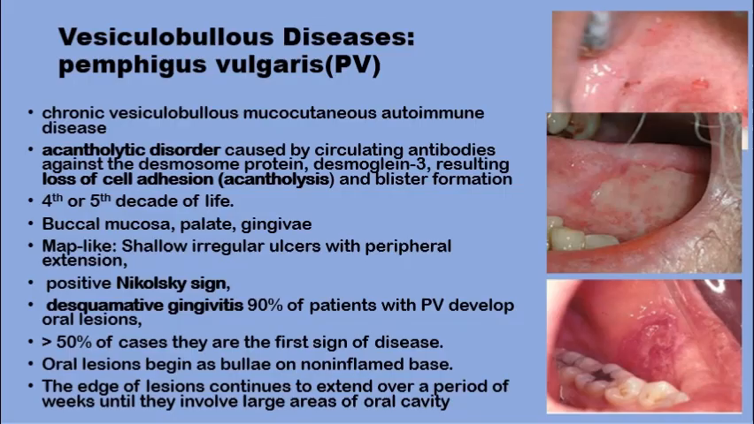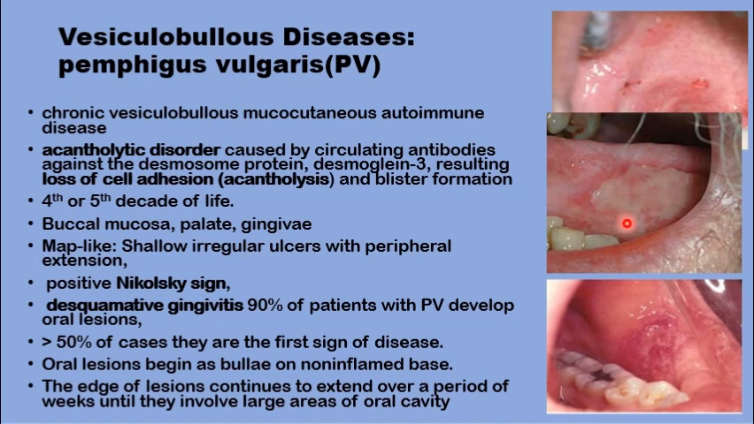And then there is the group of the blistering dermatoses, the vesiculobullous diseases, starting with pemphigus vulgaris. This is a chronic vesiculobullous mucocutaneous autoimmune disorder. It's acantholytic, as the circulating antibodies against the desmosome protein lead to a loss of cell adhesion, acantholysis, and blister formation. It affects subjects in their 4th or 5th decade of life and affects mostly the buccal mucosa, the palate, or the gingivae. It gives rise to map-like shallow irregular ulcers with peripheral extensions.